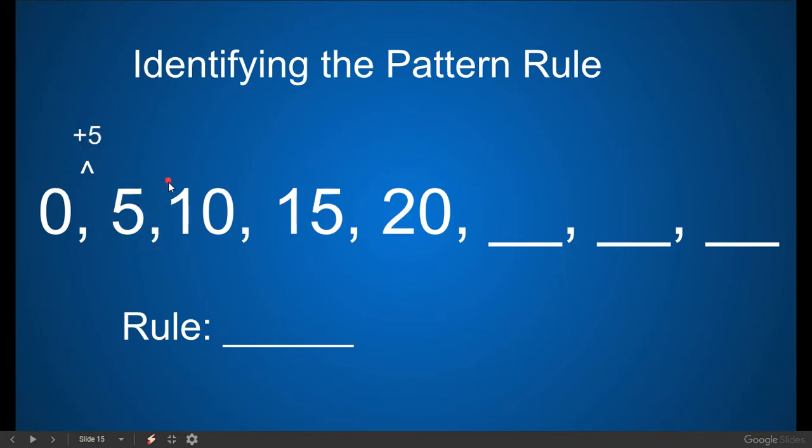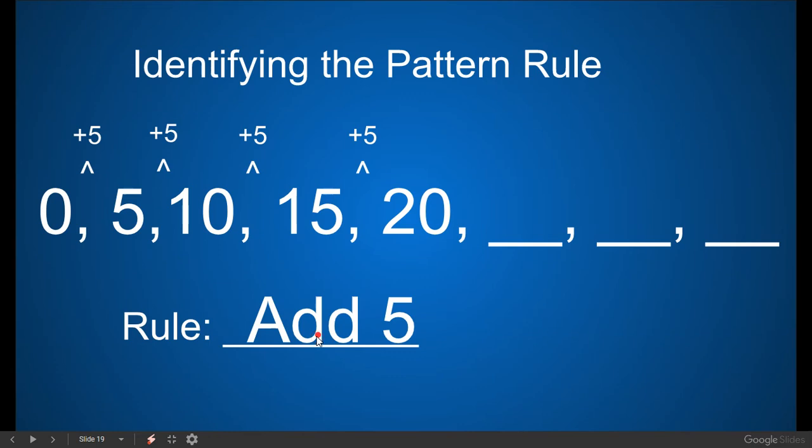Go to the next one. I want to put my caret there and show what happened from the number 5 to get to the number 10. So once again, I'm going to add 5 onto that. Same thing here, from the 10 to the 15, I'm going to be adding 5. And from the 15 to the 20, I'm going to be adding 5. So I see that the same thing is happening over and over again. So this pattern has a rule. The rule of this pattern is add 5. So any number in this pattern, I will have to add 5 onto it to get to the next number.